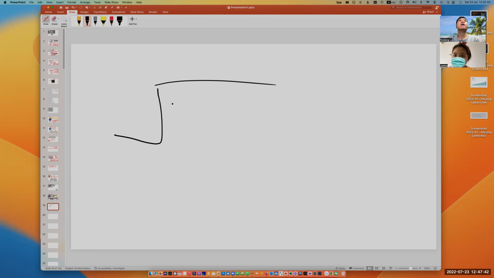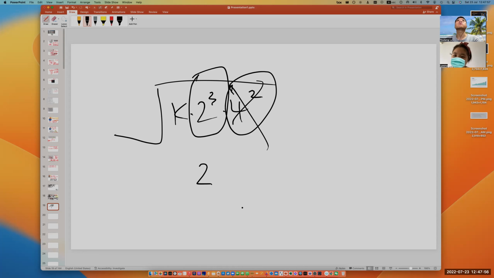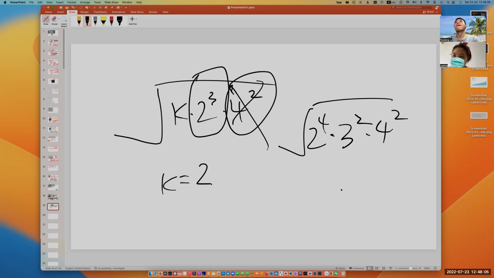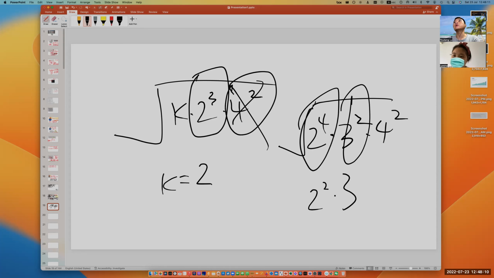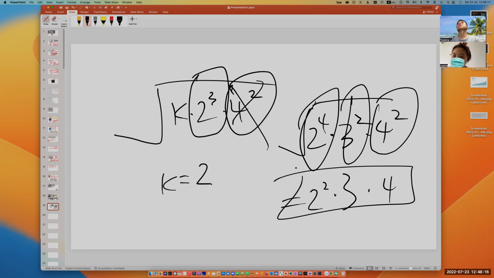They ask you for the K. All you need to do is ask yourself, can you square root the 2 to the power of 3? Cannot. Give it a 2. Can you square root this? Can. Yes. No need. So K equals 2. Same thing if they ask you for this kind of question. Square root this, you get 2 to the power of 2. Square root this, you get 3. Square root this, you get 4. So this is the answer. This is the approach. I don't care about the answer.